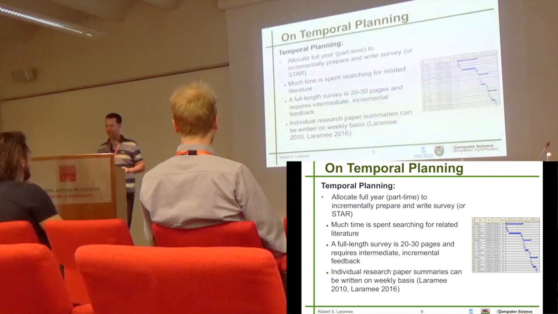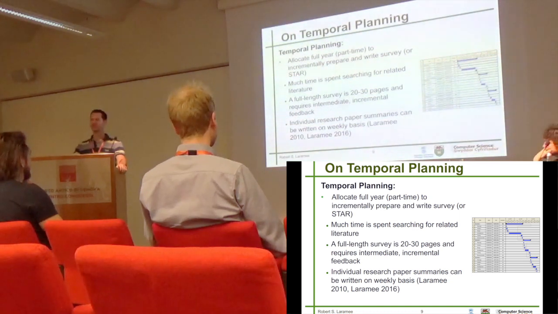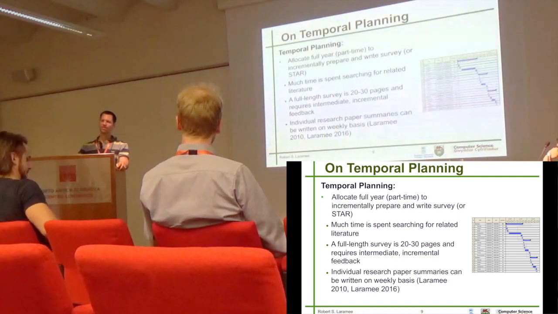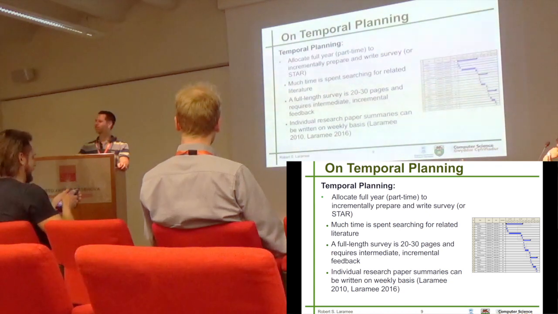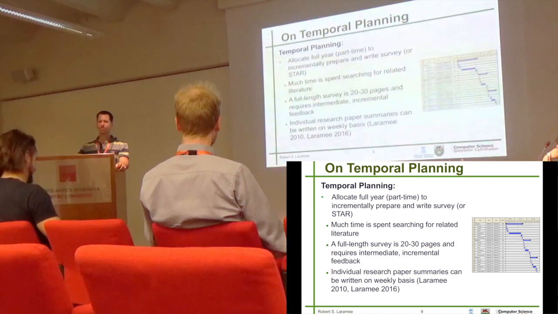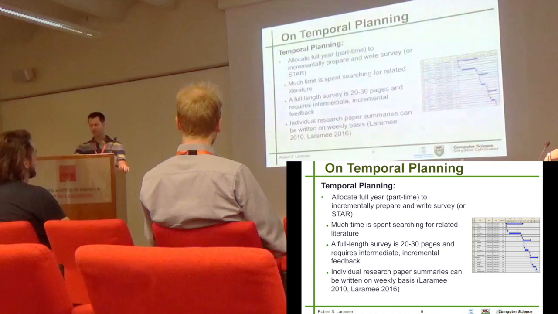A little bit on temporal planning. I would love to hear other people's opinion on this topic, by the way. I think it's a good idea to allocate a full year to a survey, or at least the first draft. So, in Swansea, for example, we incrementally work on surveys over about a year's time span. And a lot of that time is spent just looking for related literature, because it's difficult to find all the related papers on a given topic. Or it can be very difficult.